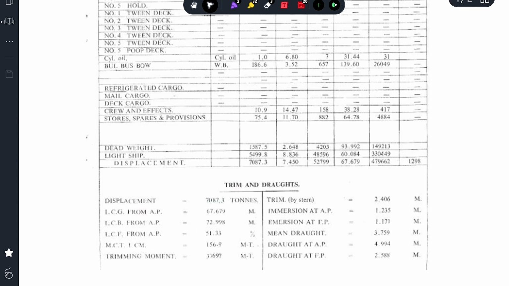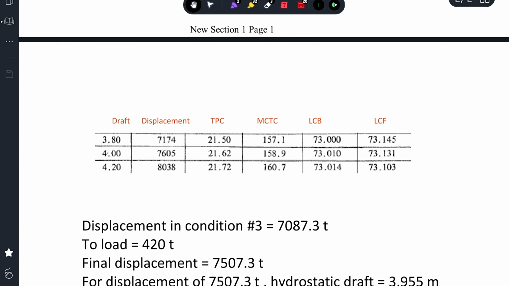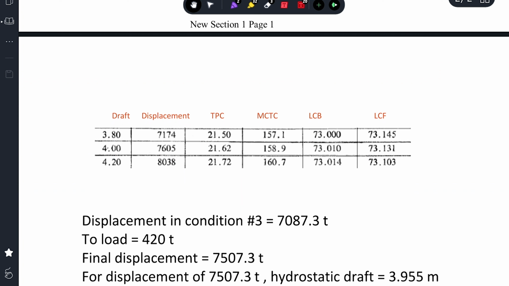Okay. So let's proceed. I have here extracted the stability particulars, stability data for the range of draft and displacement we need in this question from the tables of Hinchip: displacement, MCTC, LCB, LCF, and the hydrostatic draft. So it will be easier for those who are watching the video to do when they're doing the question. The data is available here.